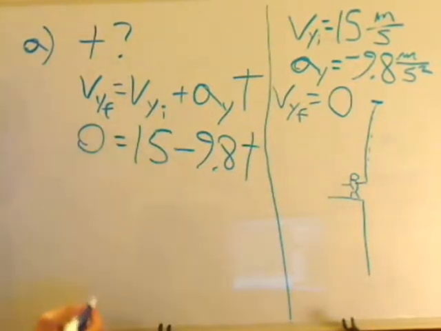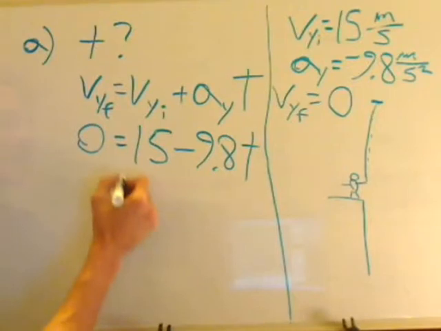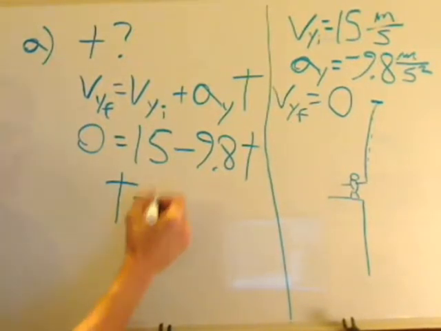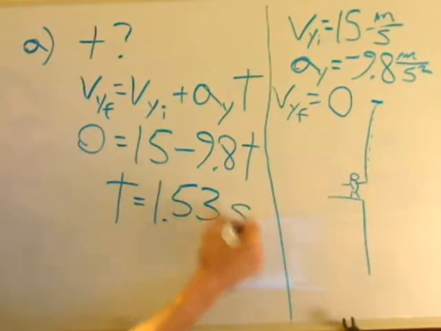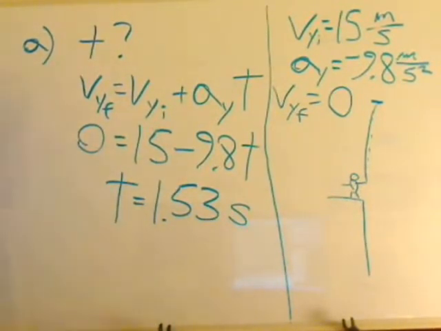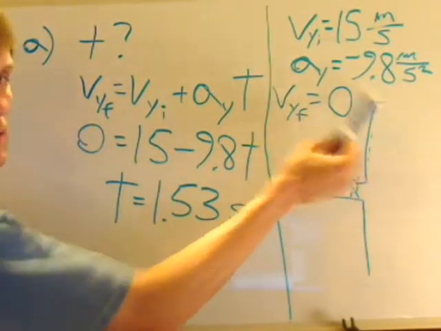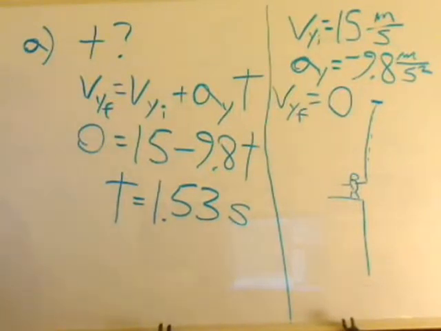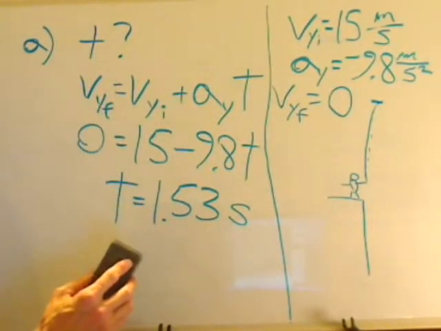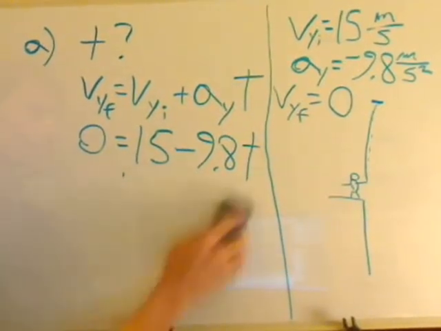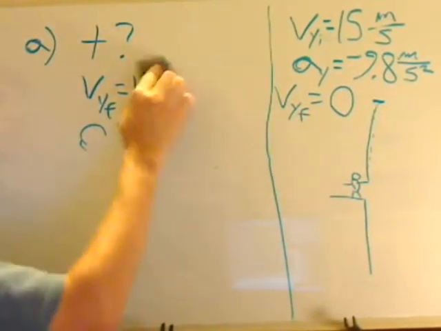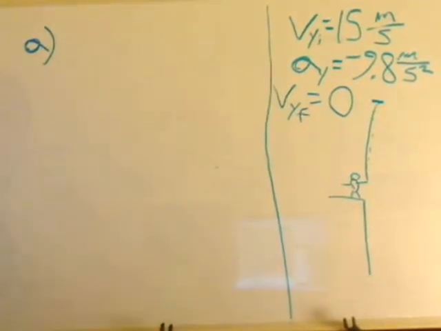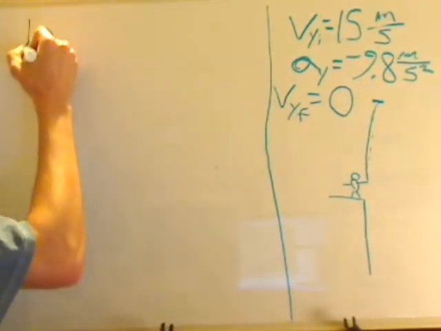So this becomes an algebra problem. We solve that, and we find that the time it takes to get to the top of its flight is 1.53 seconds. Okay? So that's the solution to that part of the problem. Now we want to know the maximum height. In part B, what is the maximum height of the ball above the cliff? So let's go ahead and erase this stuff here.